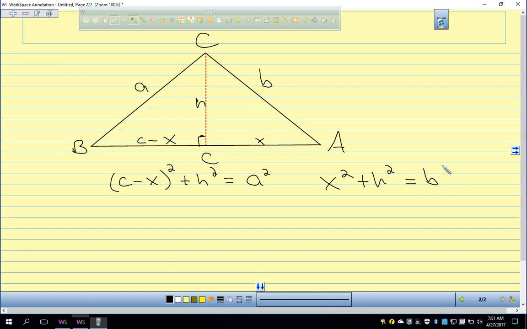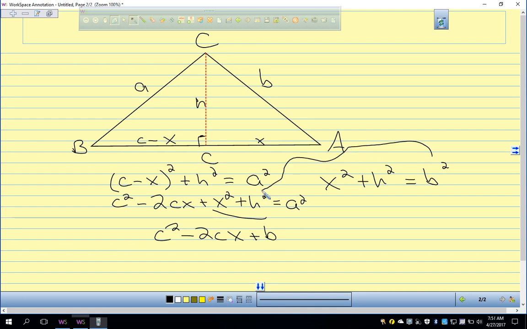B squared, okay? Then what they do is they FOIL this out. So this becomes C squared minus, you multiply this times this twice, minus 2CX plus X squared plus H squared equals A squared. And if I look over here, what's X squared plus H squared equal to? B squared, right? So, you don't have to know this, I just want to show you where the law of cosines comes from. I'm going to substitute B squared into this equation.